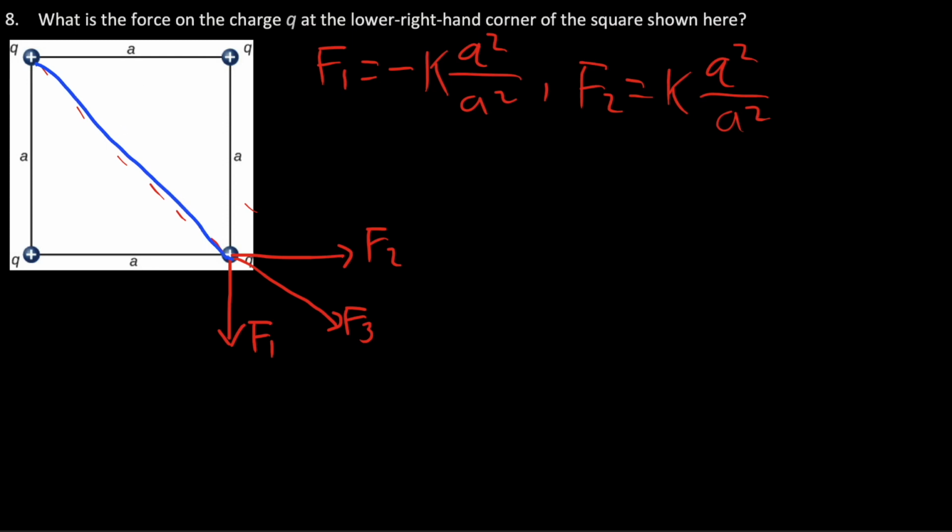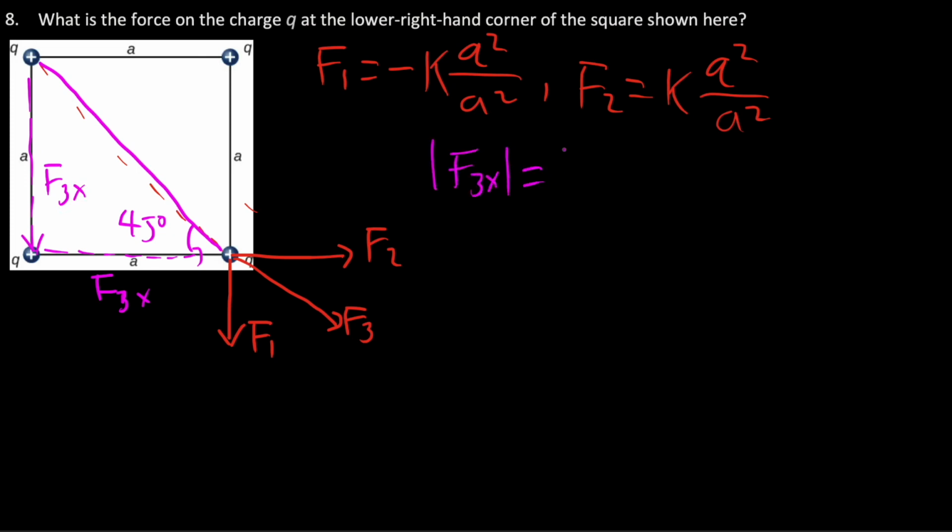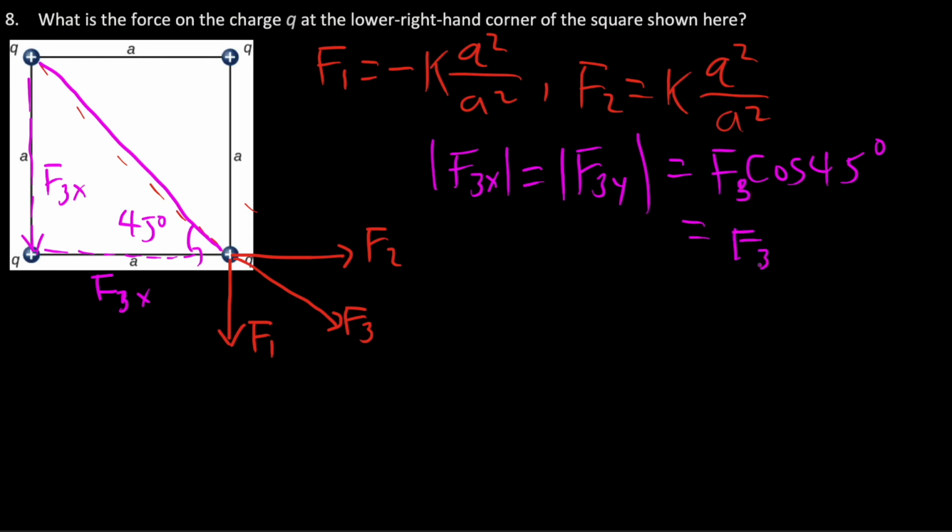So F3, you can separate F3 into different components. We know this is a square, so here's gotta be 45 degrees. And the horizontal component gotta be equal to the vertical component in magnitude. And cosine 45 degrees gives us a value of 1 over square root of 2. So now you can calculate F3x.